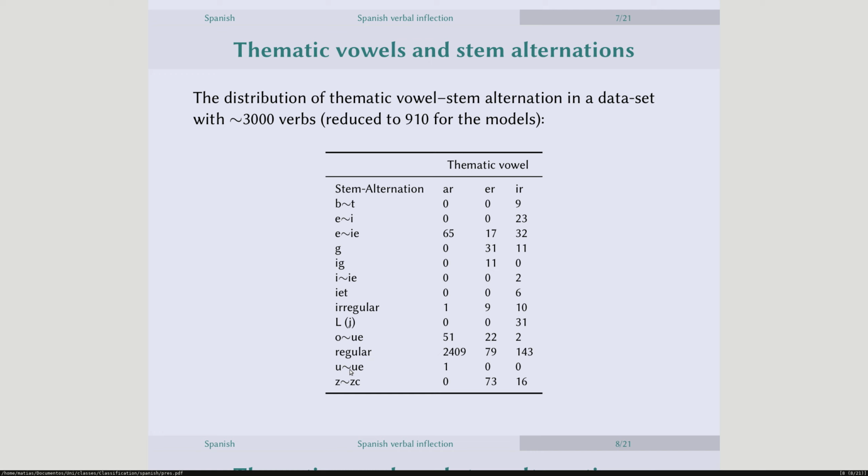So this is received knowledge, I guess, and what people mostly think about this kind of stuff. I am looking at a database with 3,000 verbs. For the models, I reduced this to 910. And this is the distribution of the patterns across the database. You can see that most patterns occur with all three thematic vowels. However, some patterns only occur with ir, some only occur with er, like the IG pattern. And I only found one case of one pattern, one verb, which is U to W, occurring with ar. But it's unclear whether this is really the case for all the verbs or this is really an exception.